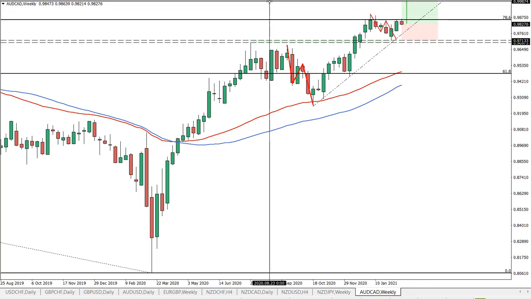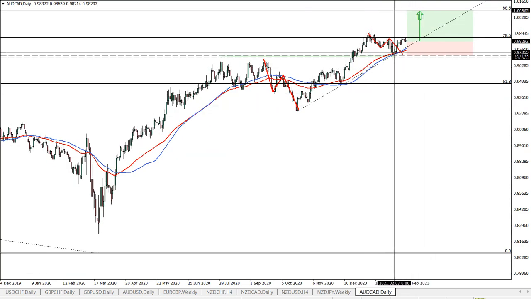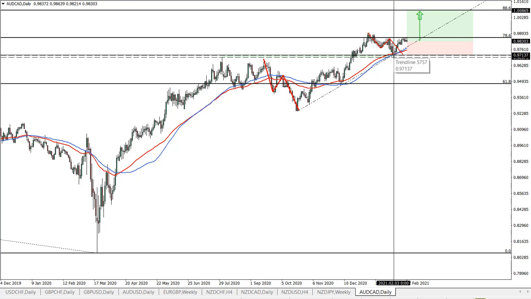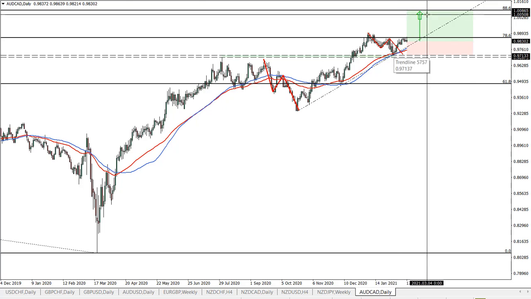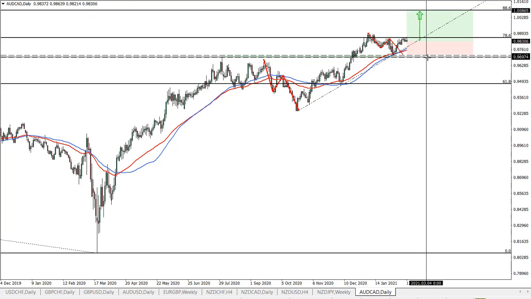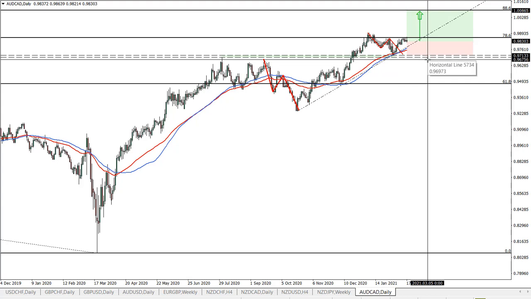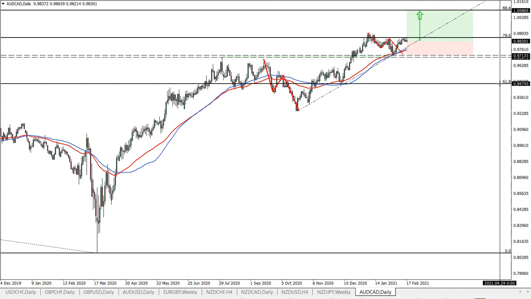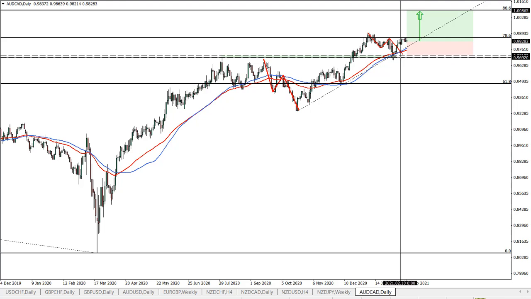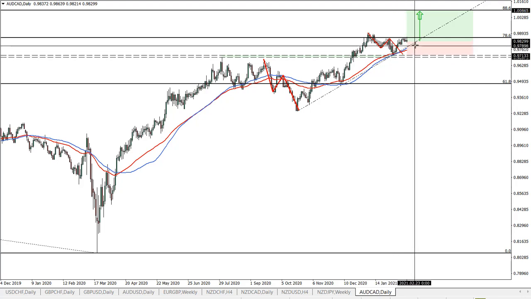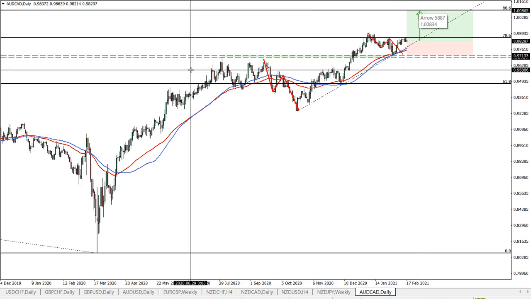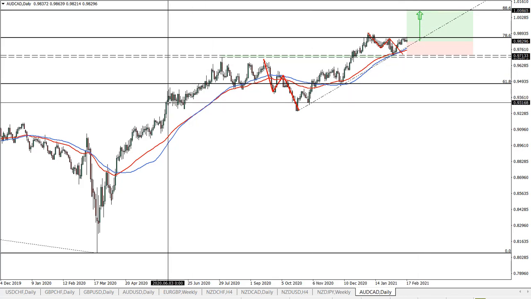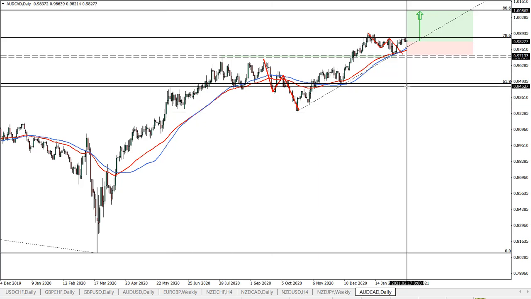uptrend continuation. Obviously, if price breaks below this key support, it will invalidate the potential bullish scenario, and then we might actually be seeing a correction down to 61.8 yet again, because this is a very strong demand area, and as long as it holds, we should expect the continuation of the upside move. So this is a pretty strong uptrend, and going with the trend is always safer than trying to go against the trend.